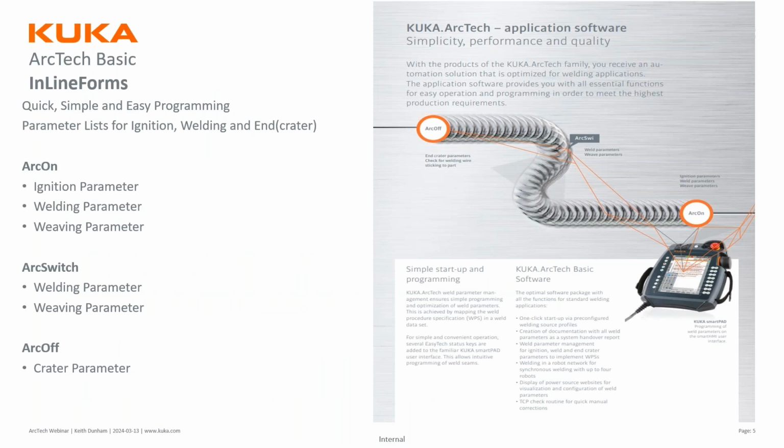The nice thing about ArcTech Basic is it creates the inline forms for you. There's no complicated programming. You have an arc on, it programs it for you, an arc switch, arc off. Within the arc on, you can select ignition parameters, weld parameters, weave parameters. An arc switch is if you're going to change direction or change a motion, you would use that. You have the option of configuring weld parameters, weaving parameters, and then your arc off or your arc end is for your crater parameter.